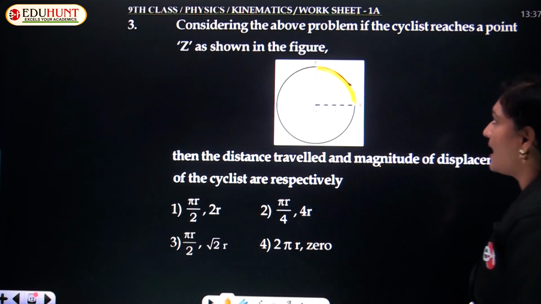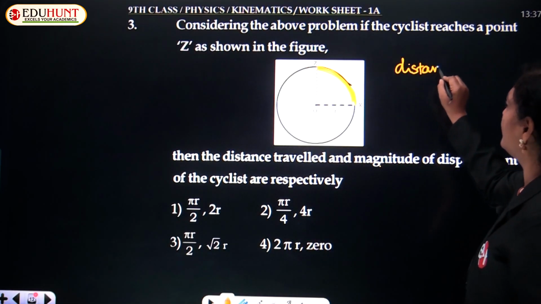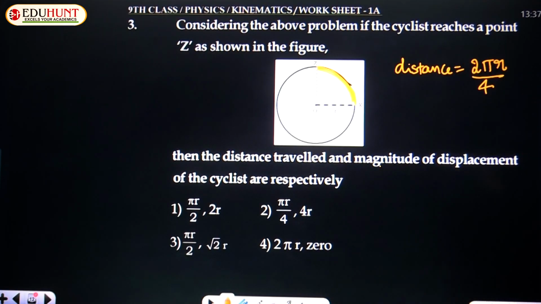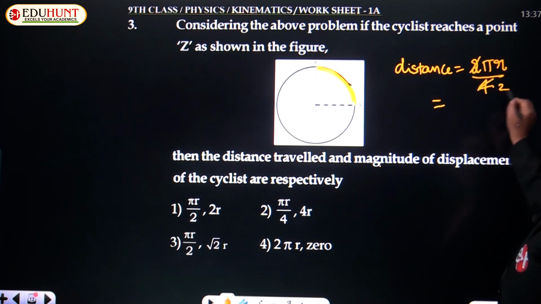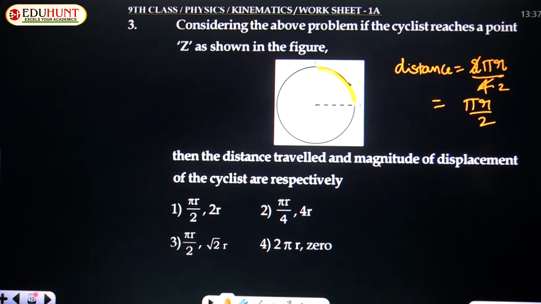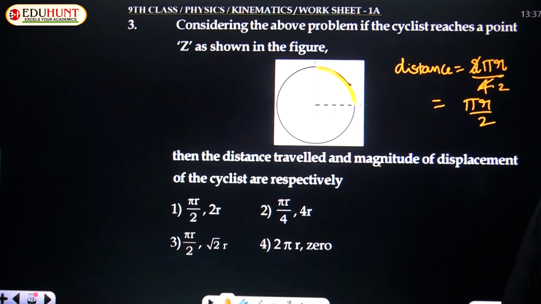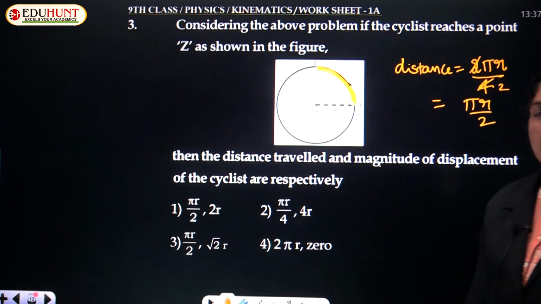Then the distance travelled must be equal to 1/4 of the total path. Total path is 2 pi r. Now he travels only 1/4 of the portion. So how much is that? 2 goes 2 times and this will be pi r upon 2. So distance covered by the body from here to here is how much, children? It is pi r by 2. So maybe the first option or third option might be true.